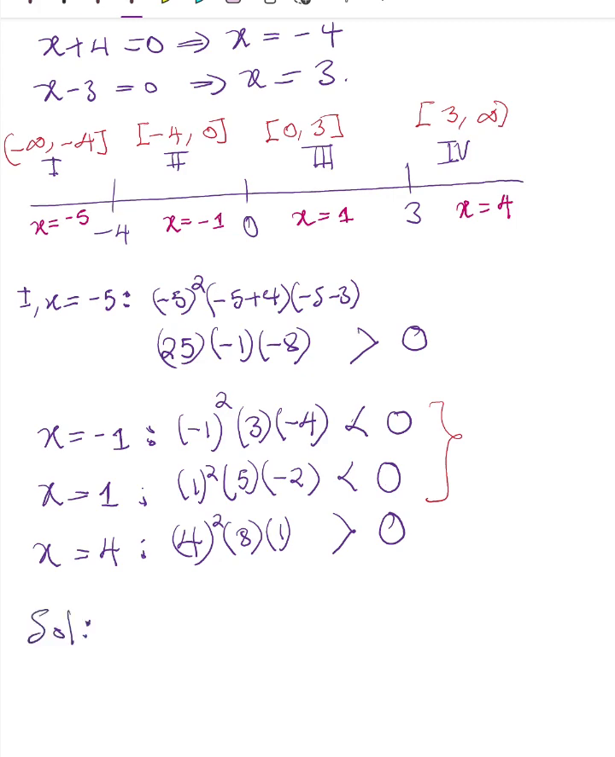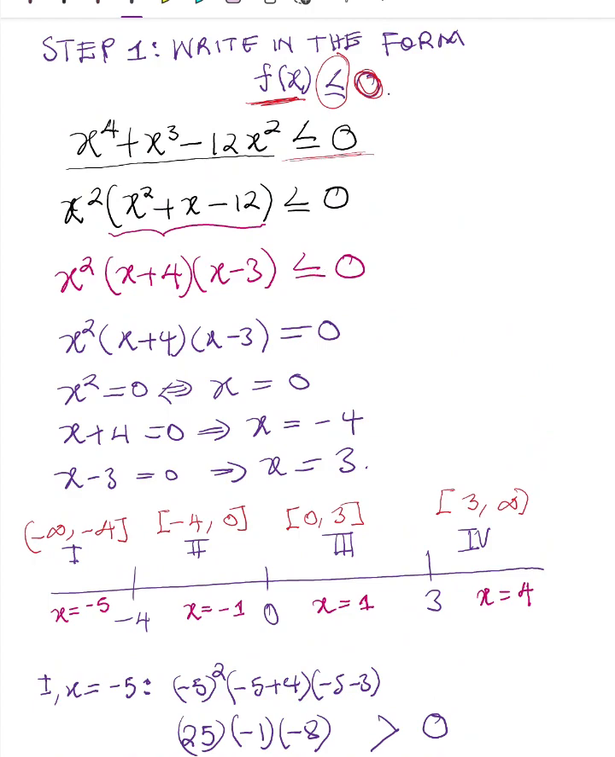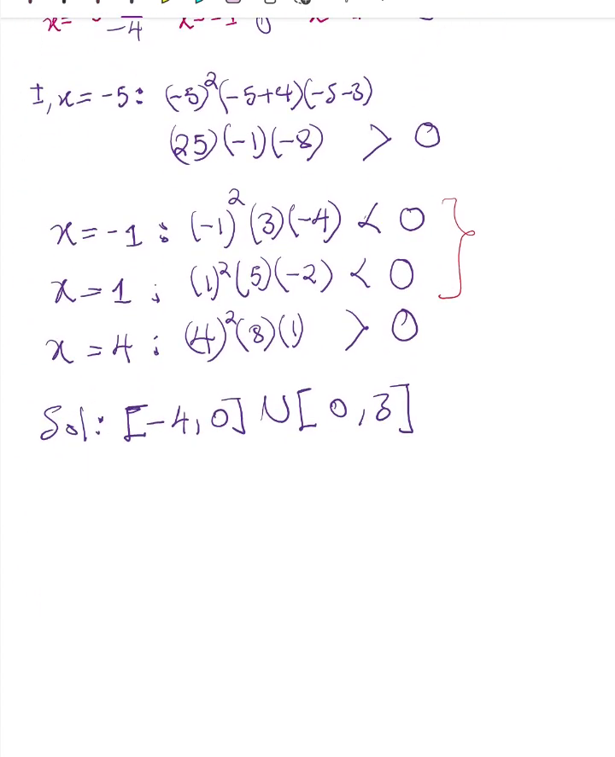So therefore, our solution set is negative 4 to 0 union 0 to 3. Observe that we are including the end points because of the less or equal to in the question. So we can also write these in interval notation as negative 4 less or equal to x, which is less or equal to 0. And the other one is 0 less or equal to x less or equal to 3.